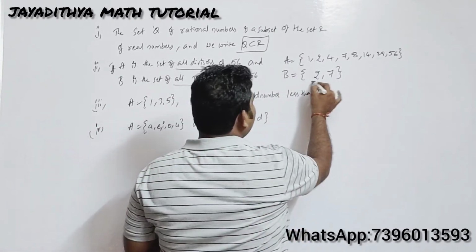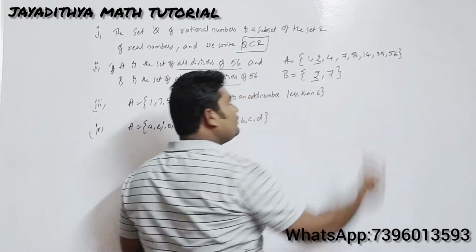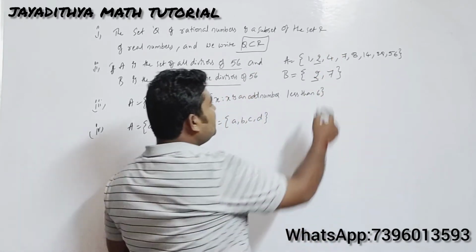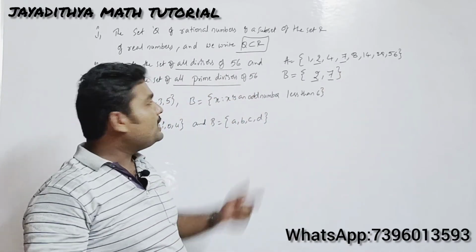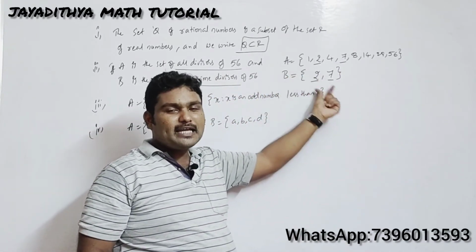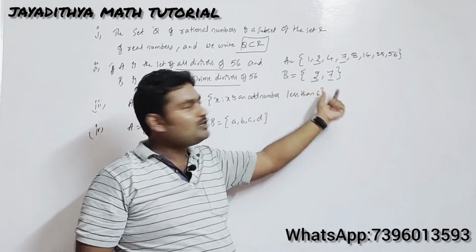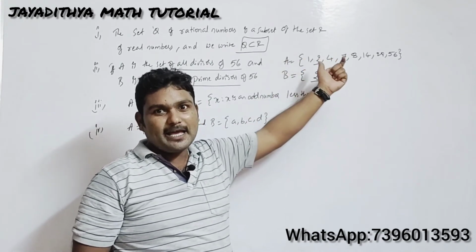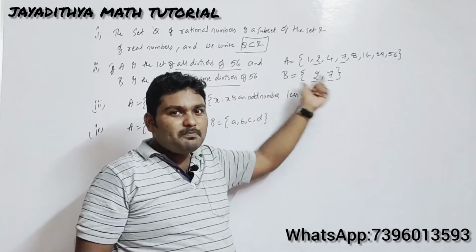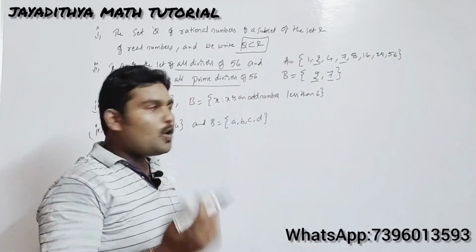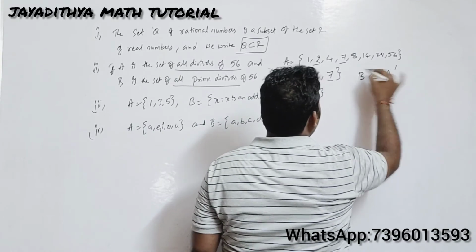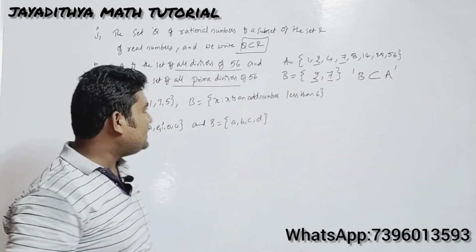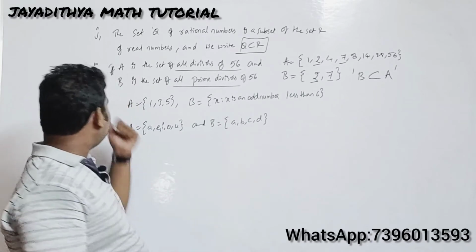See here now. In B we have 2, in A also we have 2. In B we have 7, in A also we have 7. So each and every element of set B is present in set A. So what can you write here? You can say that B is a subset of A. Let us go for the next one.